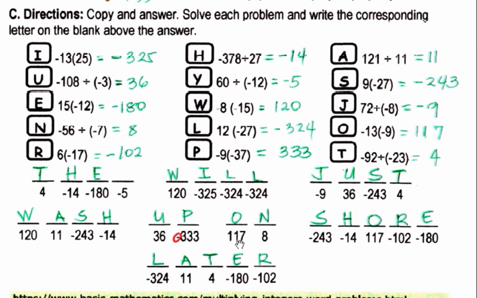And 117, that is O. Number 8 corresponds to letter N. Negative 243 to S. Negative 14 to H. 117, letter O. Negative 102, letter R. Negative 180, letter E. And so on and so forth. So the message is: they will just wash up on shore later.